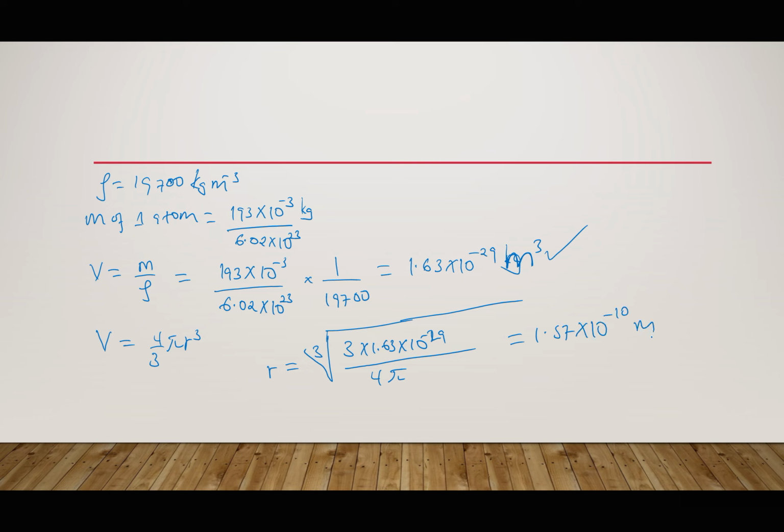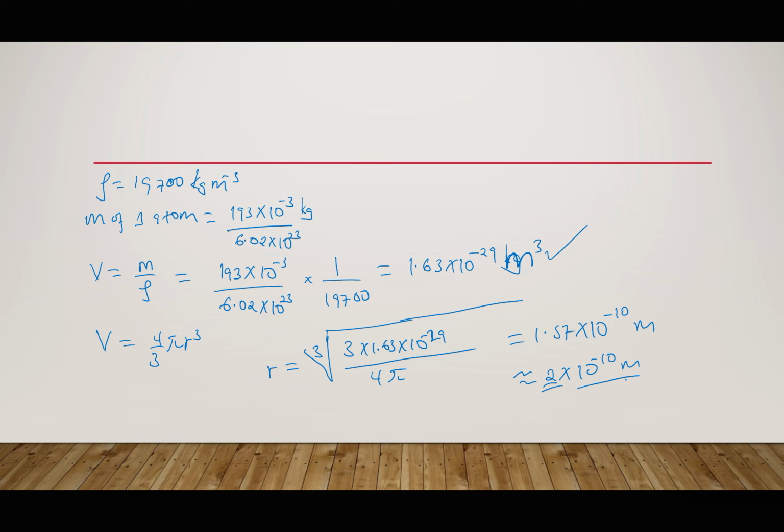Because most of these quantities are just estimates, I'll round this off to approximately 2 times 10 to the power of minus 10 meters. Estimates are good enough to a very small number of significant figures. So approximately 2 is a good estimate. So 2 times 10 to the power of minus 10 meters.